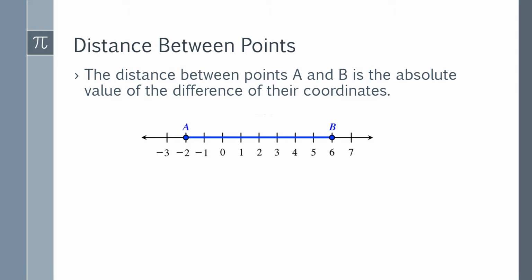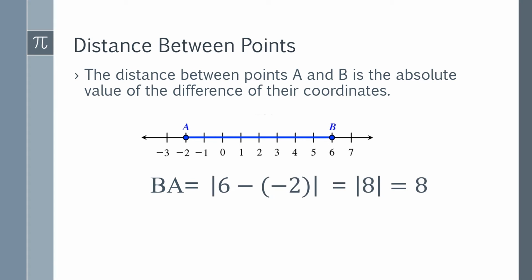So in order to find the distance between those 2 points, we can either count, or the distance between B and A is equal to the absolute value of 6 minus -2, which is the absolute value of 8, which gives us 8. But we could also write the point A first and B second. So the absolute value of -2 minus 6 is equal to -8, and the absolute value of -8 is 8. The distance from 0 to 8 and -8 is the same, which is 8 units.